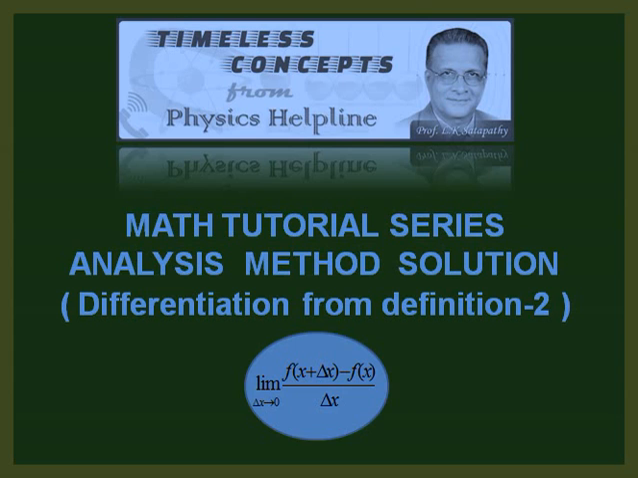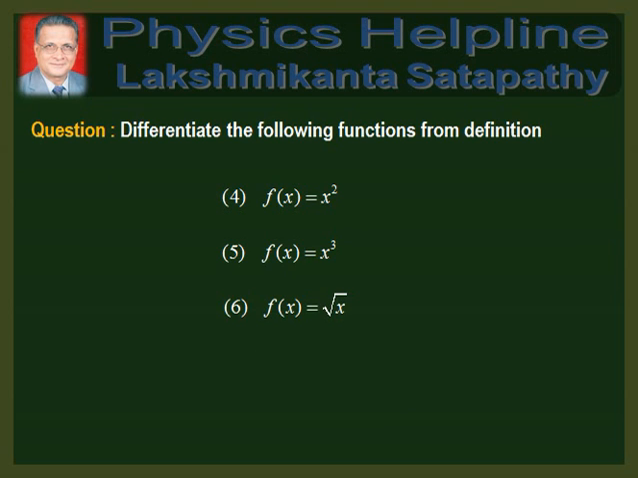The question is as follows. Differentiate the following functions from definition. 4. f(x) is equal to x square, 5. f(x) is equal to x cubed, and 6. f(x) is equal to root x. We have already discussed the related concepts in the previous video. Hence, we will directly go for the solution.